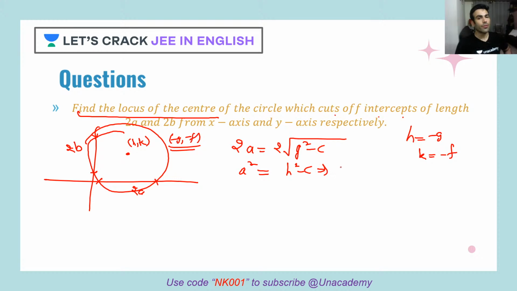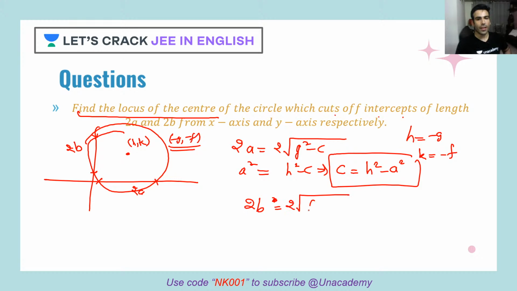C is a variable, so c is what? h square minus a square. This is my first condition. Similarly, I can write twice of b is equal to twice of f square minus c, which can be written as b square is equal to k square minus c. This can be written as c is k square minus b square here.